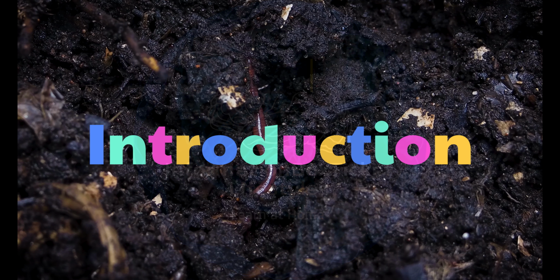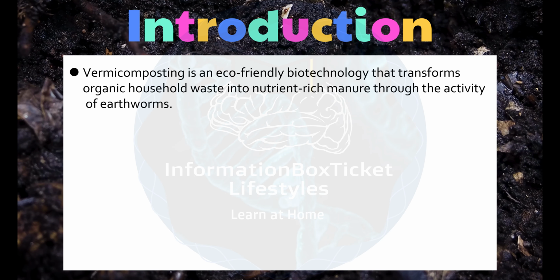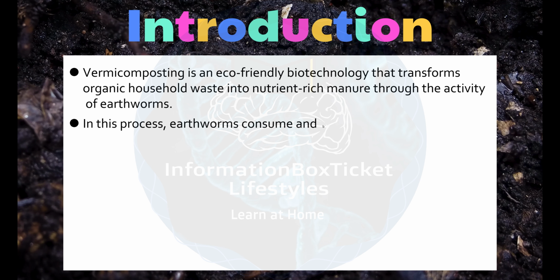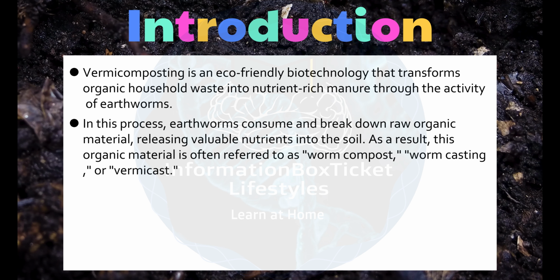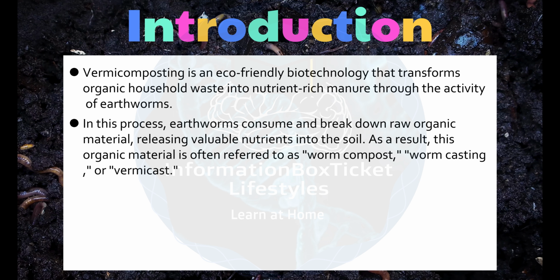Introduction to vermicomposting. Vermicomposting is an eco-friendly biotechnology that transforms organic household waste into nutrient-rich manure through the activity of earthworms. In this process, earthworms consume and break down raw organic material, releasing valuable nutrients into the soil. As a result, this organic material is often referred to as worm compost, worm casting, or vermicast.